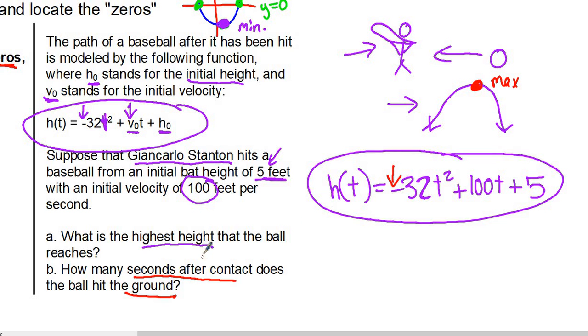What's the highest height that the ball reaches? That's another way of saying what's the max. Second question, how many seconds after contact does the ball hit the ground? Well, think about this. What is the height of the ball when the ball hits the ground? And the answer is the height when the ball hits the ground is going to be 0, right? It's going to be right here. At that point, the ball has hit the ground. It's not any distance above the ground, so it's going to be 0. So see if you can pause and answer that, and then we will go through this.